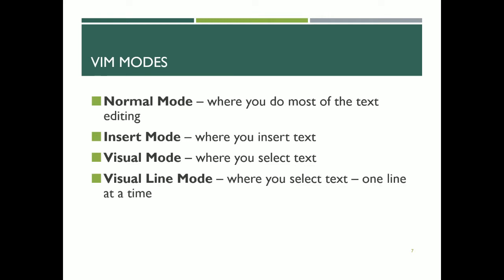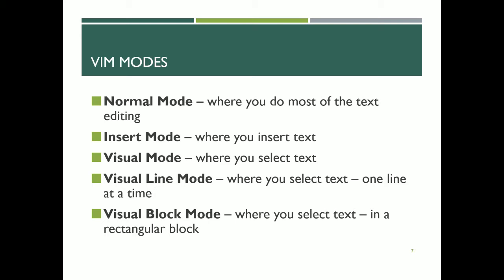There is another mode called visual line mode, where we select text but select a line at a time. And then we have visual block mode. Visual block is again where you visually select text, but here we select it in a rectangular block. Say, what if you wanted to select text vertically? Things like that. I'll show you a few examples right now.